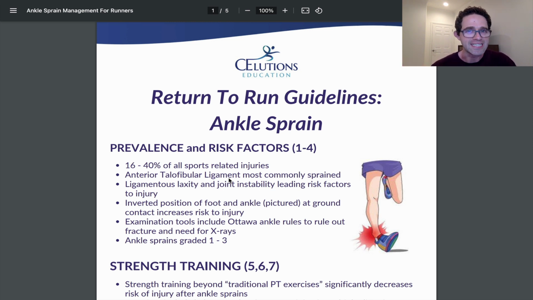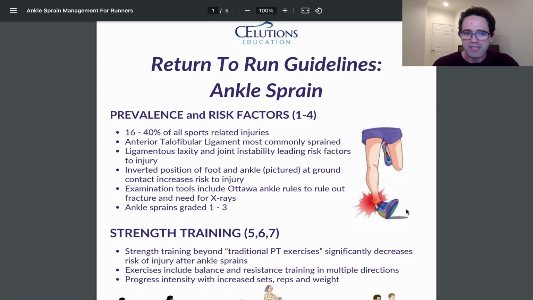So we know those are leading risk factors, and we'll see later on how those risk factors mean certain aspects of our plan of care have to incorporate strengthening to help combat them. We also know that an inverted foot position at initial contact or at ground contact is a risk for injury. That is the picture we can see here. That is a lot of inversion. Obviously, that is sustaining an ankle sprain. And we also know the Ottawa ankle rules help to rule out a fracture and assess the need for an x-ray as well. Those ankle sprains are graded 1 through 3, with 3 being the worst.